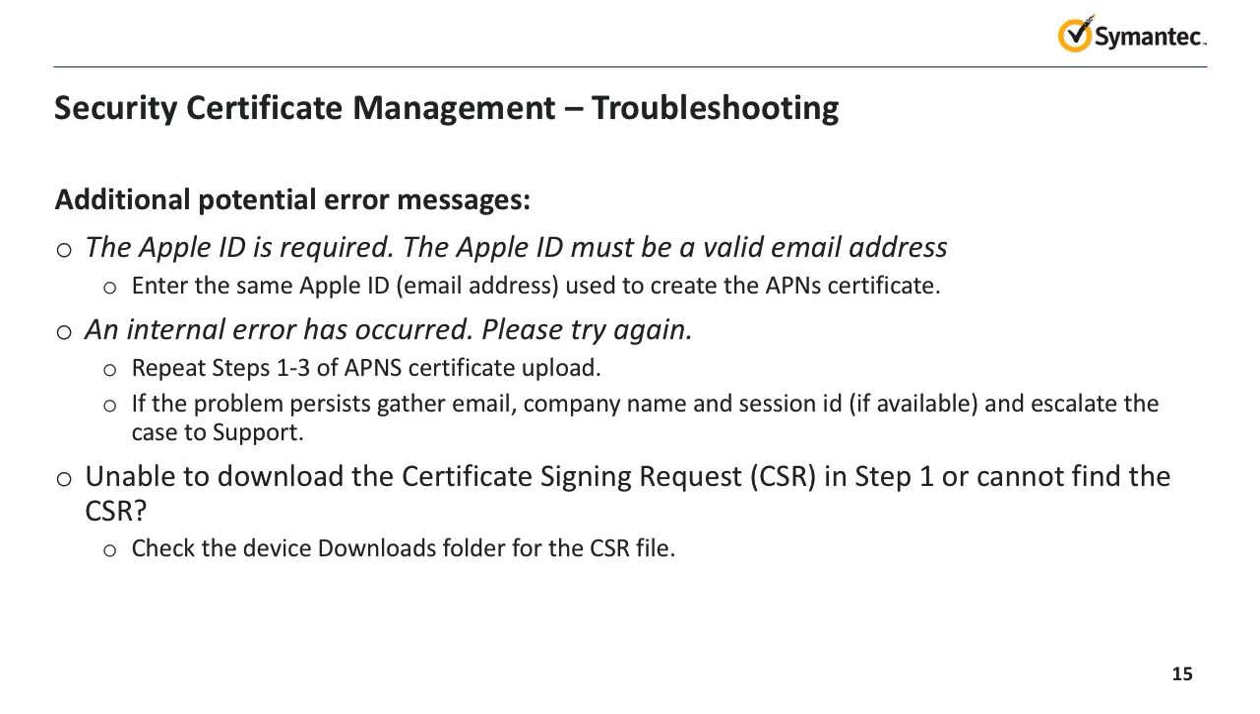An internal error has occurred. Please try again. Repeat steps 1 through 3 of APNS certificate upload. If the problem persists, gather email, company name, and session ID if available, and escalate the case to product support. Unable to download the certificate signing request, CSR, in Step 1, or cannot find the CSR: check the device downloads folder for the CSR file.